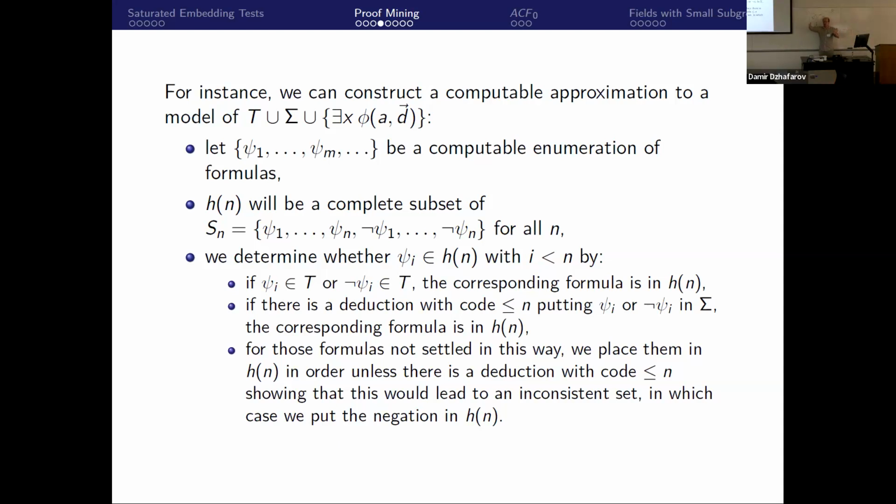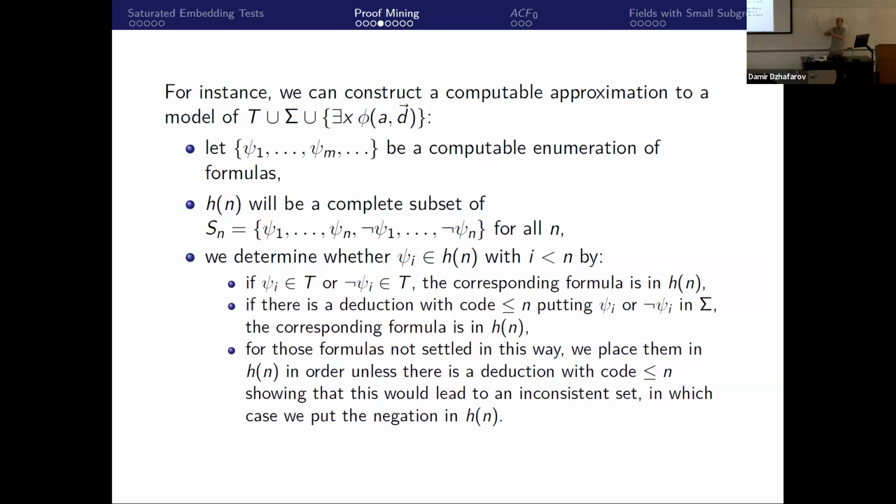And again, I search for n steps for a proof of not psi2. Now I'm allowed to use psi1. And if I prove not psi2, then not psi2 goes in H. And if I don't prove it, then I just decide, okay, psi2 is safe, and I put in psi2. And I just decide all the undecided formulas one by one this way.